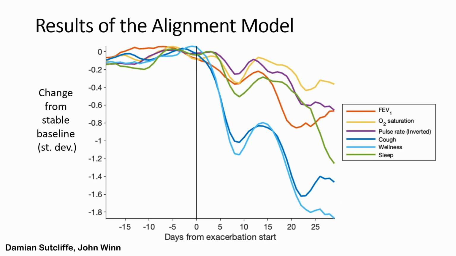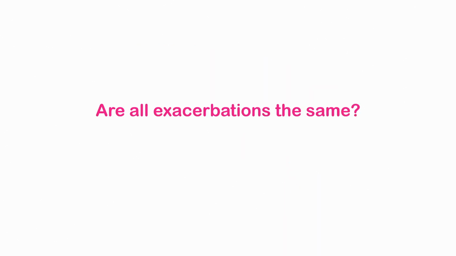So these are all the physiological parameters again, and how they change from baseline. If you see them very stable, the black line shows the day that exacerbation is predicted. Then there'll be a decline in parameters. And very interestingly, we found a slight uptick in measures before the terminal decline started. That makes sense. So then we started to think, well, actually, are exacerbations all the same?